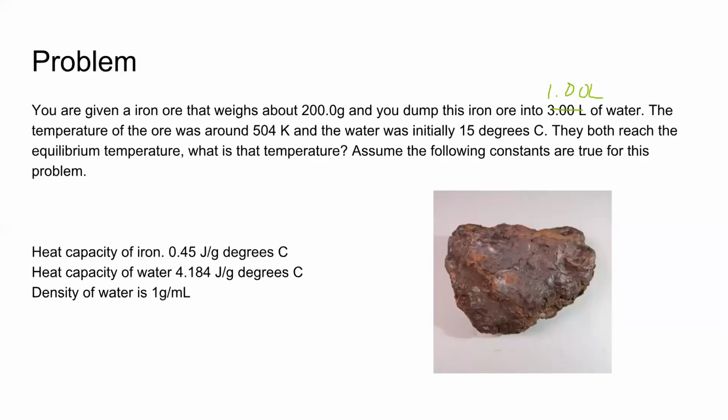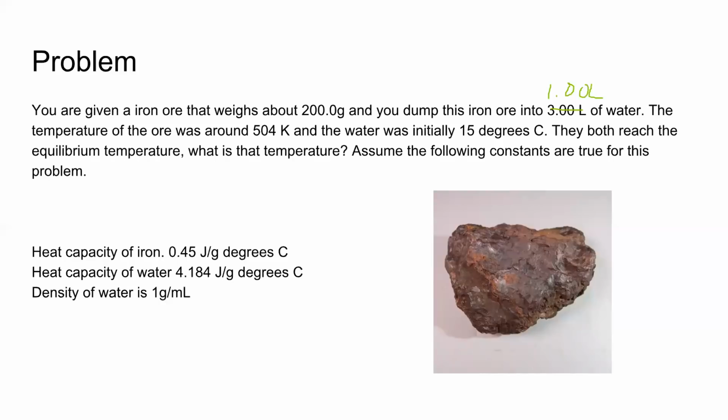Equilibrium, right? If it's an equilibrium, that means the temperature of both the water and the iron ore will meet in the middle. Can we solve this problem without knowing it's in equilibrium? No, it's impossible. There's no way for us to meet them both in the middle unless we know that they're in equilibrium. So why can't we? I already answered the why, so moving on.